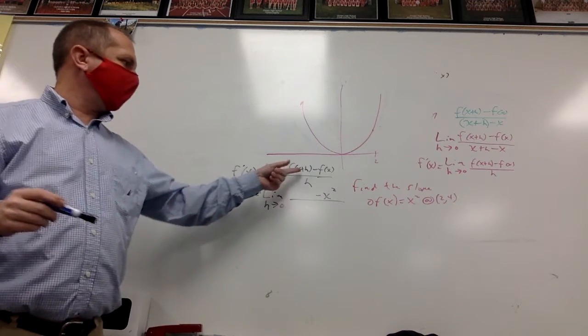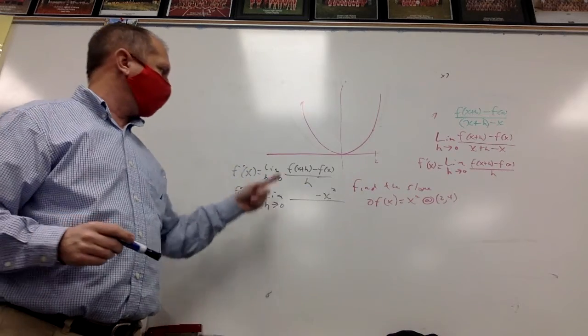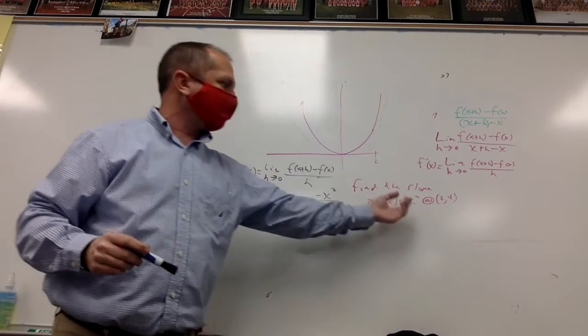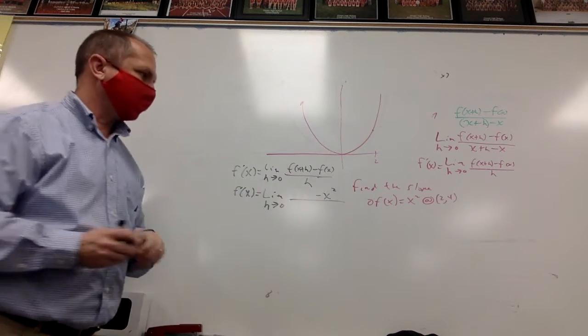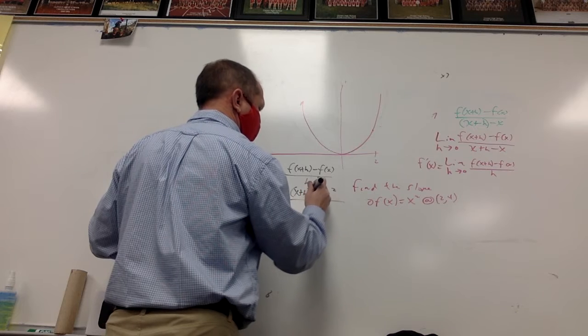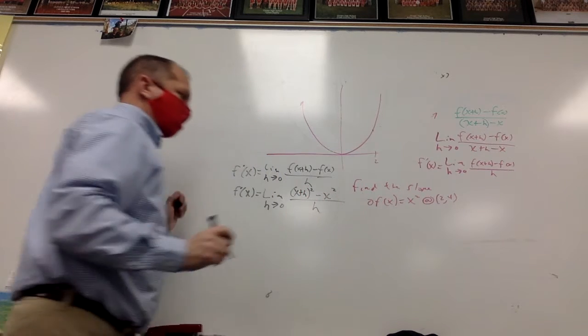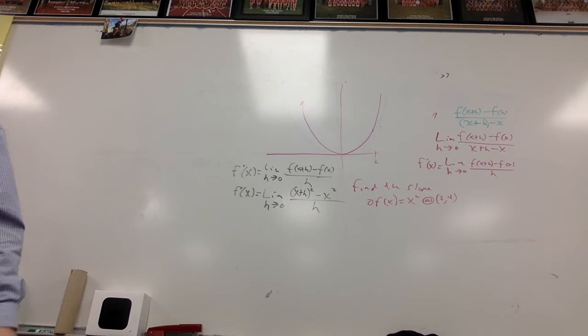Well, if I wanted to know what f of 3 is, I would just say, okay, it's 3 squared. If I wanted to know what f of negative 10 is, I would say negative 10 squared. So when I want to know what f of x plus h is, I just say it's x plus h quantity squared. And again, it's all over h. Is there a question here?